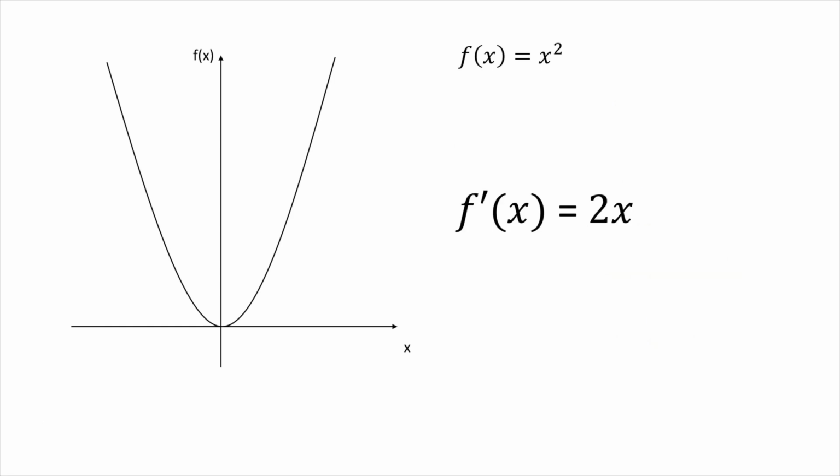If we replace x with a number, we have the slope at that number. For example, at x equals 3 we have a slope of 6. At x equals 1, a slope of 2. And at x equals 0, a slope of 0.